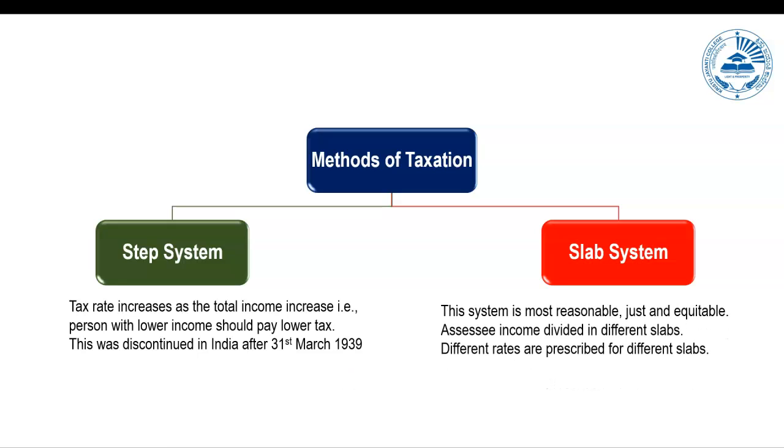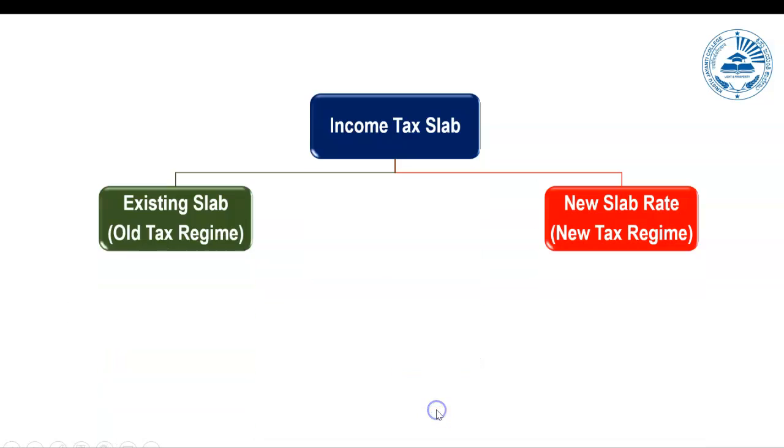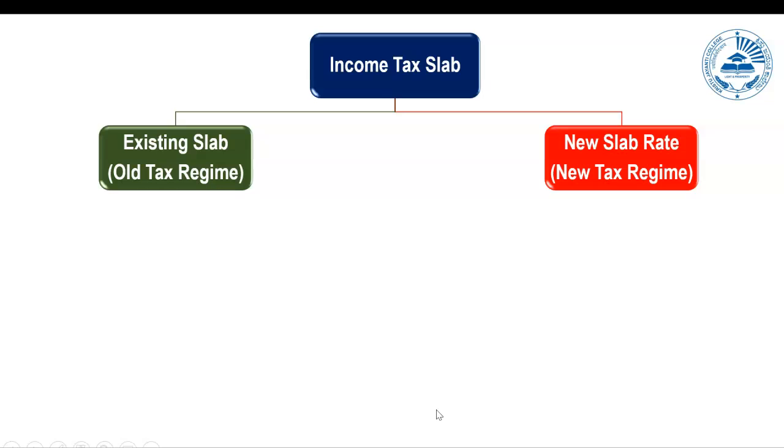This system is the most reasonable, justifiable and equitable one. Reason: the assessee's income is divided into different slabs, and different rates are prescribed for different slabs. Now let us understand what the different slabs are. When we talk about the income tax slab, we have 2 regimes. One is the old regime, the other one is the new tax regime. Both are still in practice.